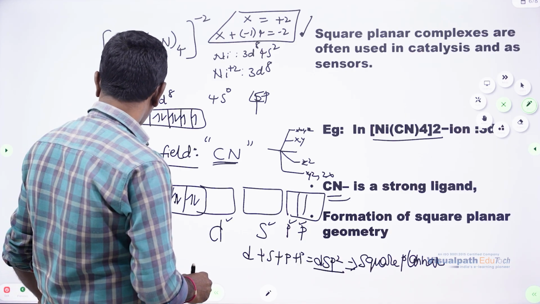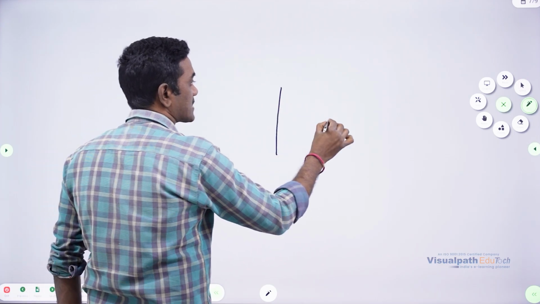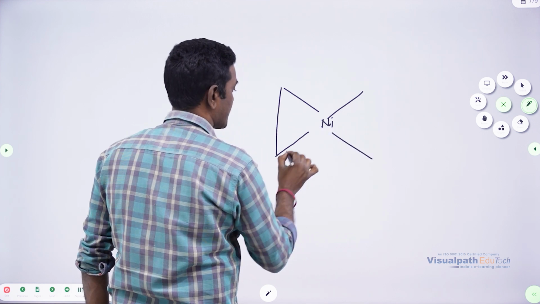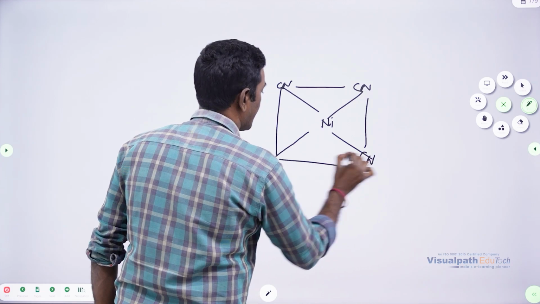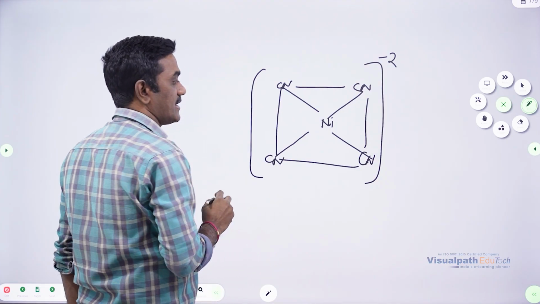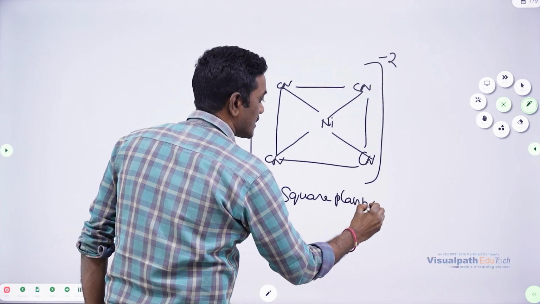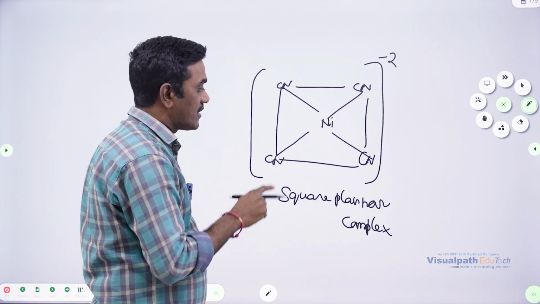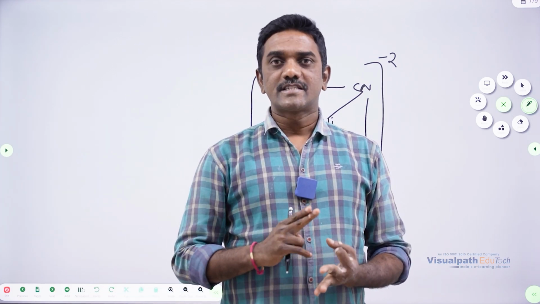And overall, if you want to look into the overall structure, the nickel complex will have 4 ligands like this: cyanide, cyanide, cyanide, cyanide, and the overall complex is going to be -2. This is the square planar complex, and with this we have completed the splitting pattern of octahedral, tetrahedral, and square planar complexes.